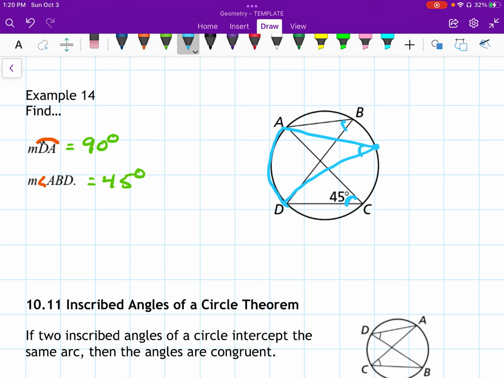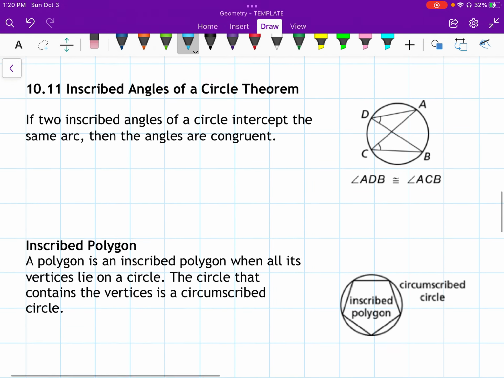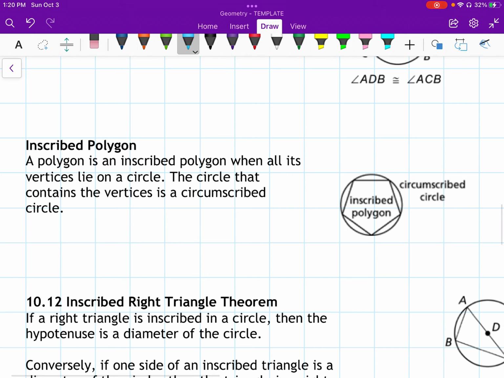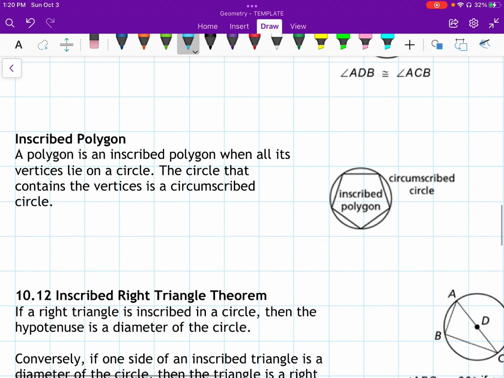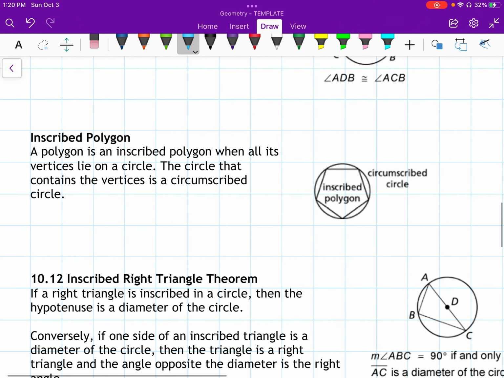So it doesn't matter which angle we have here, as long as it has endpoints that are on arc AD, it's going to be equal to it. Right? As long as its endpoints are on the same arc, then the inscribed angle will be congruent. An inscribed polygon. A polygon is an inscribed polygon when all its vertices lie on a circle. The circle that contains the vertices is a circumscribed circle. Right? And there in our picture we have an inscribed polygon and a circumscribed circle.